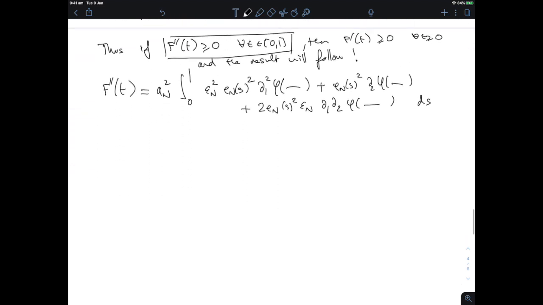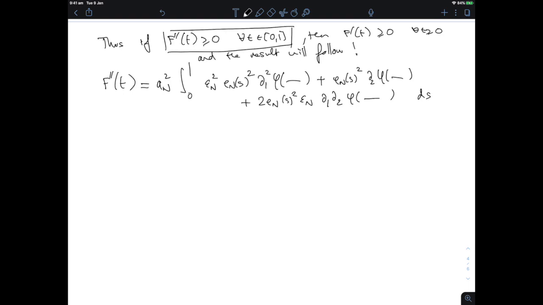So that's what f second looks like. Now, how could I guarantee that f second is always non-negative? Well, one way to do that will be that, given that I have an a_n squared at the front, so the sign of a_n doesn't matter anymore, I would get f second of t non-negative if I could guarantee that whatever it is I'm integrating is always non-negative.